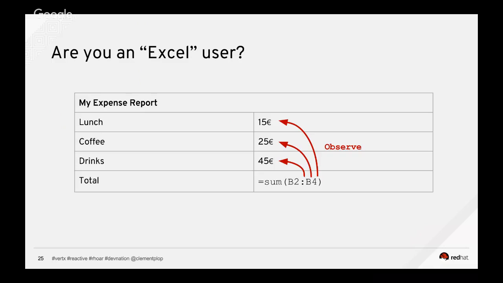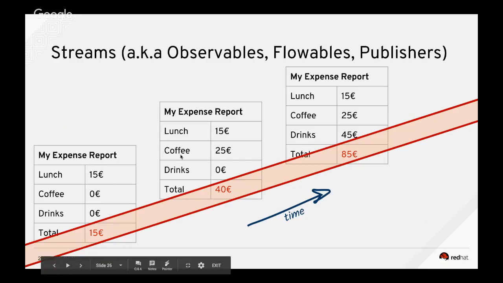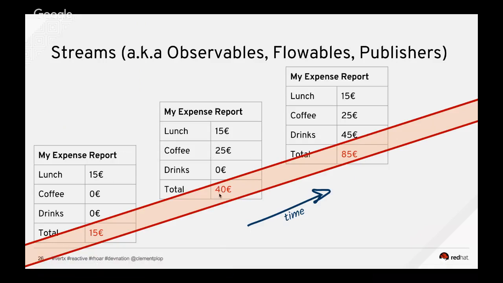And over time, we have something very interesting happening, because at the beginning, I have only my lunch, 15 euros. Okay, so this becomes 15. And then I add 25 for coffee because of jet lag. I need a lot of coffee. So this is 40 euros, and then a lot of drinks, and then I'm at 85 euros. So over time, a cell is not one value, but a sequence of values. And it's a stream of values.